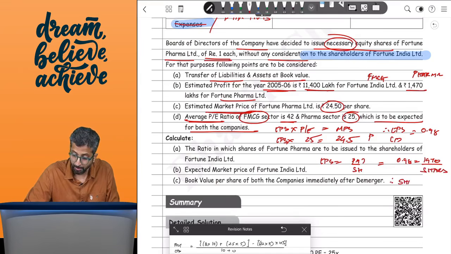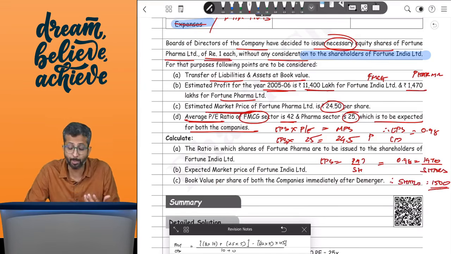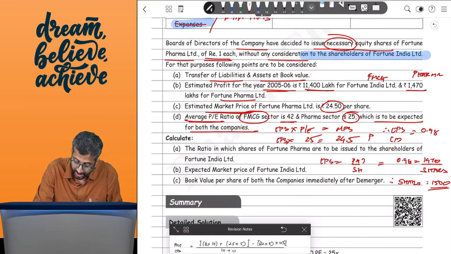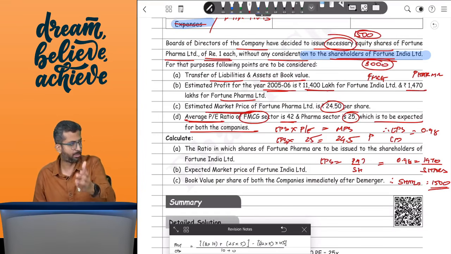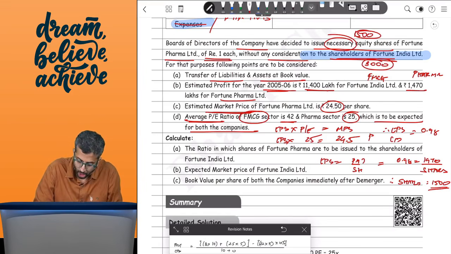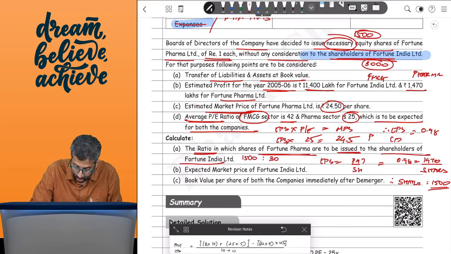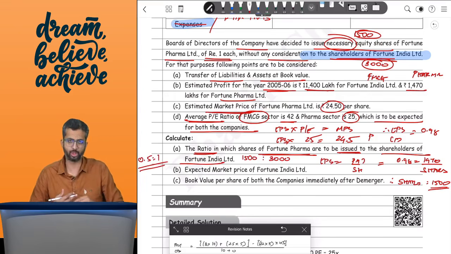Based on this data, it appears that there must be 1,500 shares in Fortune Pharma. This is a new company and it is issuing necessary shares, that is 1,500 shares, to the shareholders of Fortune India. How many shares are there in Fortune India? 3,000 shares are there in Fortune India. So there are 1,500 shares issued by Fortune Pharma to the shareholders of Fortune India. You have to find the ratio in which the shares of Fortune Pharma are to be issued to the shareholders of Fortune India. So 1,500 shares are issued against 3,000 shares of Fortune India, and hence 0.5 share of Fortune Pharma for every 1 share of Fortune India.